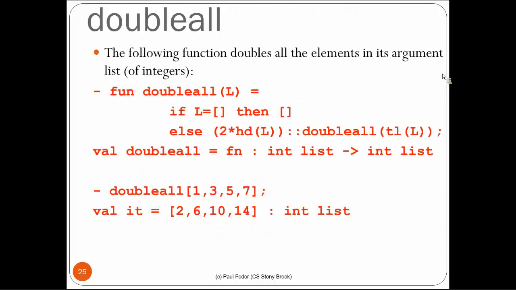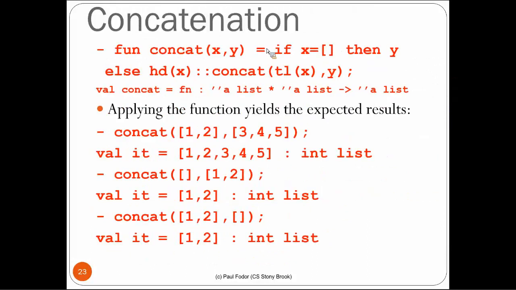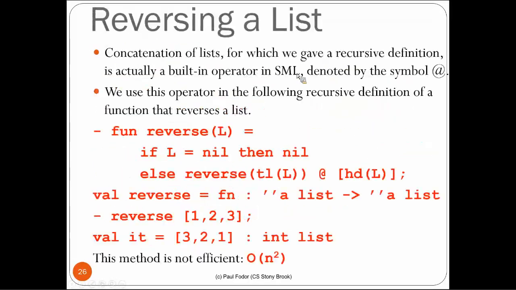The @ sign has exactly the same definition that we used for concatenation earlier. Basically, it stands for concatenation of 2 lists by doing it recursively, eliminating one element from the head of the list X, and calling concat recursively on the tail of the list and Y. So in SML, there is a built-in operator for concatenation because concatenation is so common, and that is the symbol @.